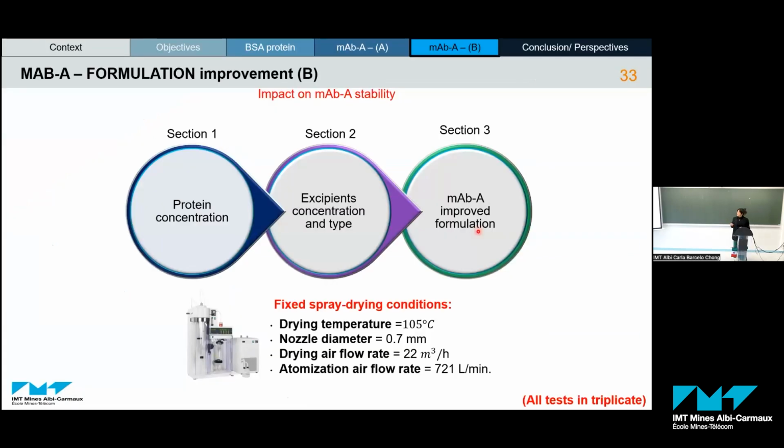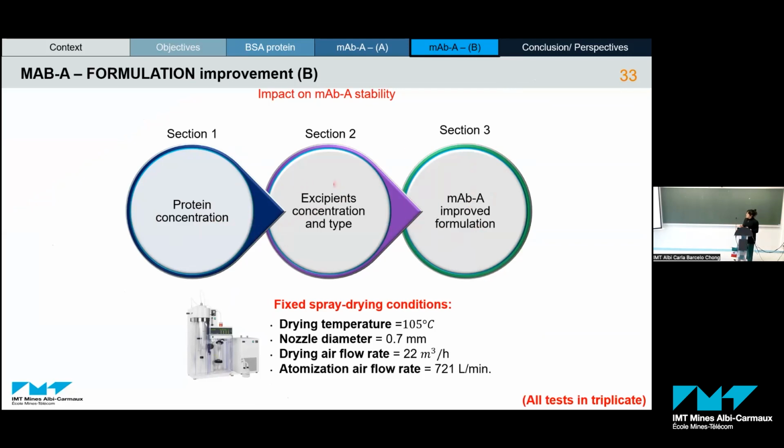It's divided as well into 3 different sections where we will measure the impact on the protein stability. In the first section, we will be studying the protein concentration. In the second one, we will study the excipients and concentration types. Finally, with the information from sections 1 and 2, in section 3, we will try the improved formulation in a spray drying process.